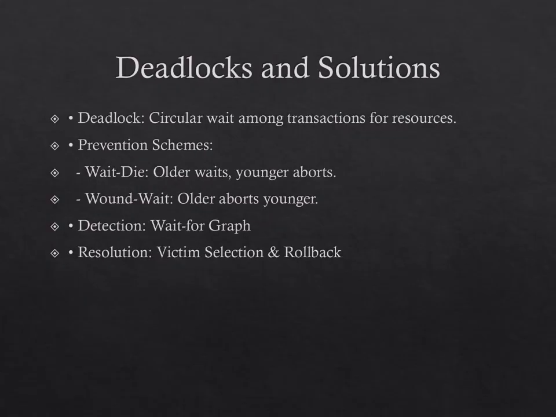Deadlocks and solutions. A deadlock happens when transactions are stuck waiting for each other forever. To prevent or resolve these, we use the wait-die scheme, where older waits and younger aborts, and the wound-wait scheme, where older forces younger to abort. Wait-for graphs help detect deadlocks and if needed, we can roll back one transaction to resolve the issue.